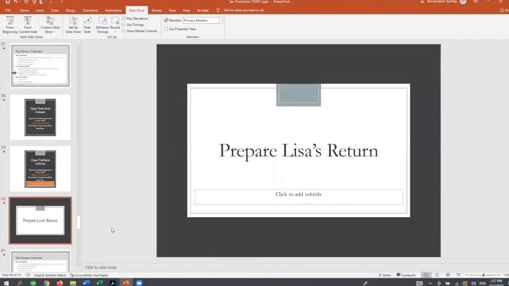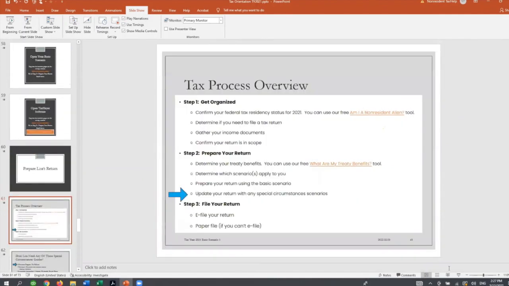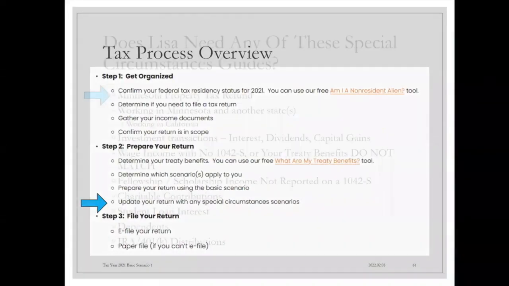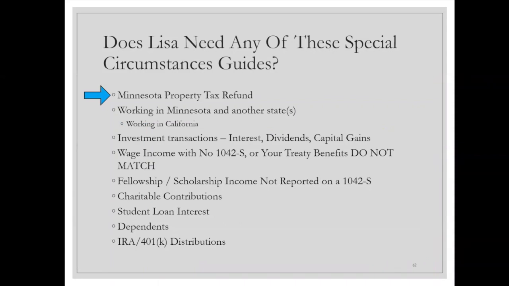All right, so we jumped through the filing, and I did sort of skip a step here. I did actually skip the question, are there any special circumstances for Lisa? All right, look at these, would any of these things apply? You know, the only one that might possibly apply is the property tax refund, right? Because she did get a certificate of rent paid. She did live in Minnesota. She didn't work in another state. She didn't have any investment transactions. Her benefits matched, so we don't need to worry about those. She didn't do any charitable contributions, student loans, dependents, or 401k distribution. So property tax refund, is Lisa going to qualify for that?